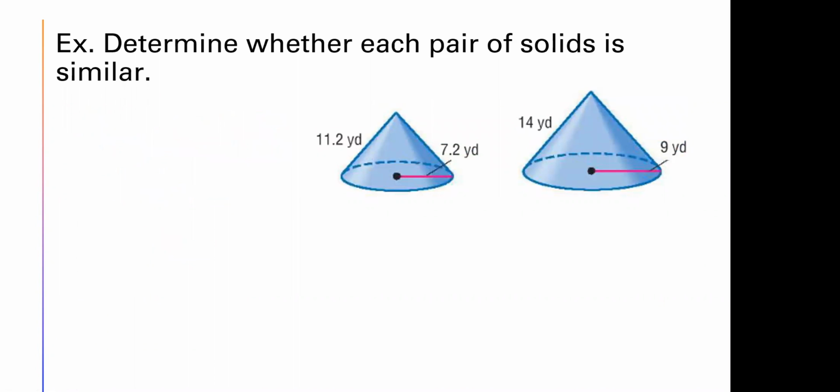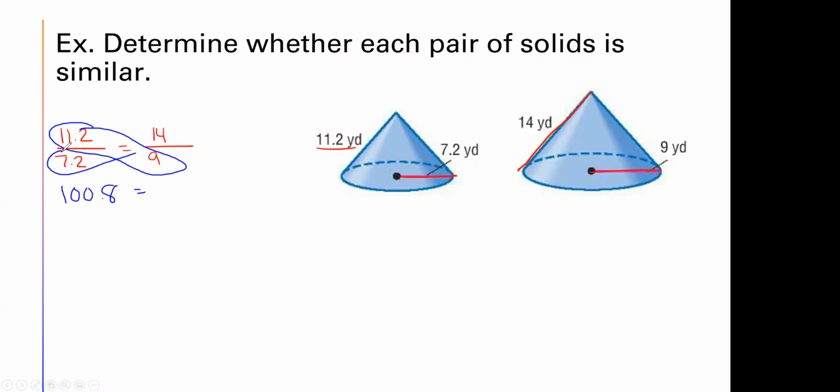All right, let's look at these solids here. These are cones. We want to look at this side here, 11 2/10, the slant height, and the radius is 7 2/10. These are yards. For the second solid, the slant height is 14 yards, so that goes up here because the slant height was up here, and the radius is 9 yards. Then I would cross multiply. 11.2 times 9 is 108/10, and 7 2/10 times 14 is 108/10 as well. So they are equal to each other. Yes, they are proportional, which means yes, they are similar.